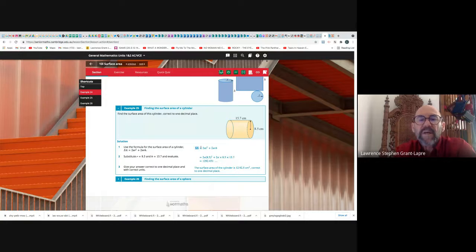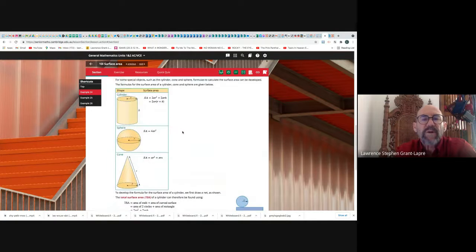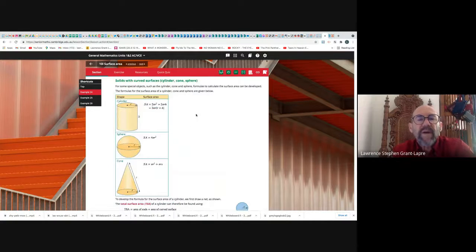Look at the formula. There is a formula for cylinders, and if you want to put those in your summary notes, you will find that the formula for cylinder surface area is 2 pi r squared, so that's 2 circles, and then the wall, 2 pi r times h. You can simplify that to 2 pi r times r plus h if you want.